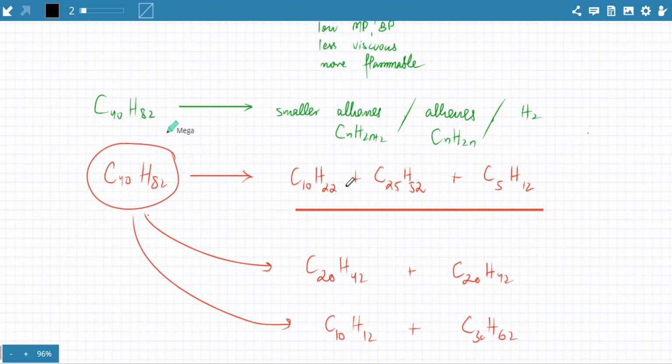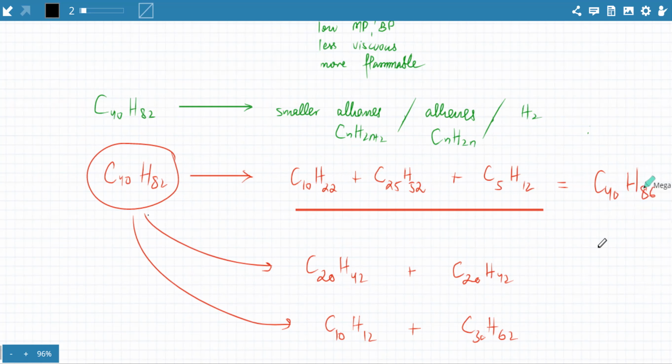So they add up to 40 carbon atoms. But you will notice that the hydrogens are not adding up. Try and add all the hydrogens. 22, let's say 20 plus 50 is 70, 70 plus 10 is 80. This is 82, this is 84, and this will make it 86. If I sum this up, I'm getting the right amount of carbons, but I'm not getting the right amount of hydrogens. It's coming out to be 86.